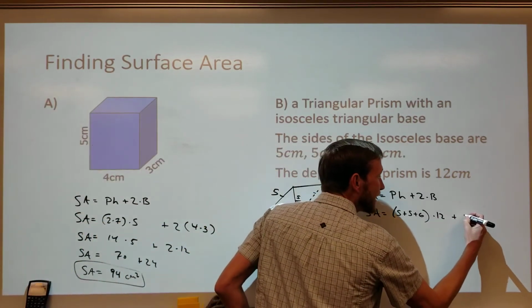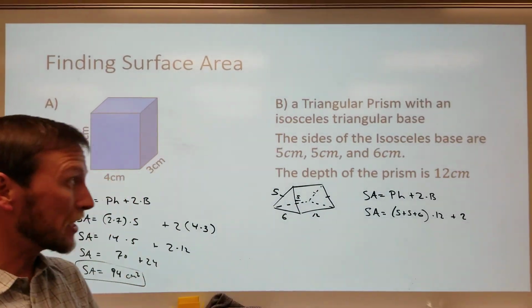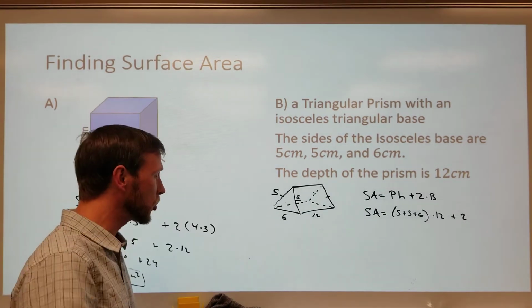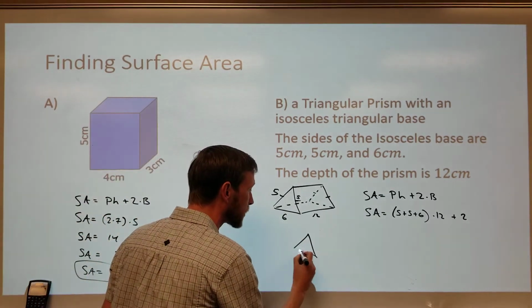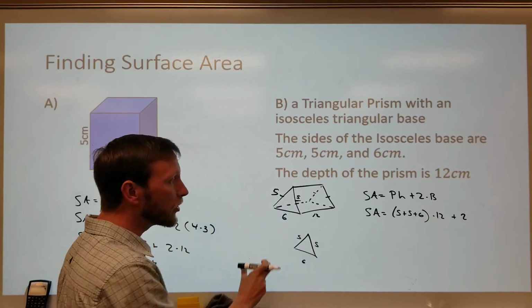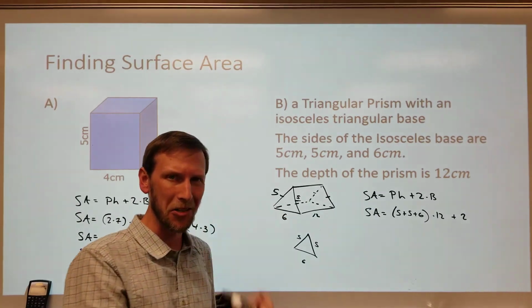Now, that's the easy part. The hard part here is actually finding the area of the triangle, which seems insane, right? We know how to find the areas of triangles, so let's do our best. Well, the thing that is hard about this particular situation, if this is 5, 5, and 6, then we do not know what the height of this triangle is. Not the height of the prism, but the height of the triangle.